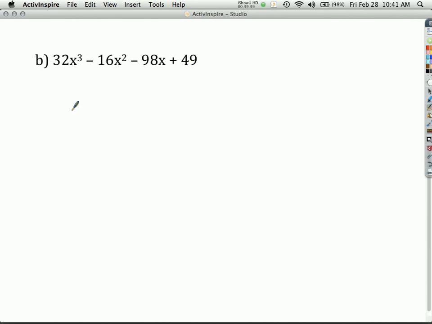What should the first group be? Remember, I'm trying to find a group of 2. What should the first group be? Ziamara? Yeah, in this case, it's this. 32x to the third minus 16x squared, because the 16 and the 32 you can clearly see have a common factor. Now we hope that the other 2 have a common factor. So here's the other 2, and I'm going to write it over here just so you can see it separately.